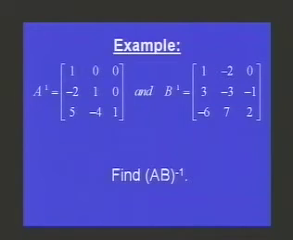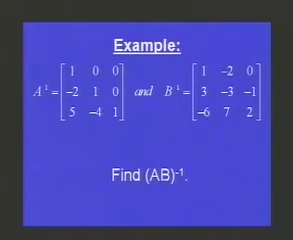All right, let's take a look at an example. A inverse is the matrix with first row 1, 0, 0, second row -2, 1, 0, third row 5, -4, 1. And B inverse is the matrix with first row 1, -2, 0, second row 3, -3, -1, third row -6, 2, 7. The instructions tell us to find AB quantity inverse.